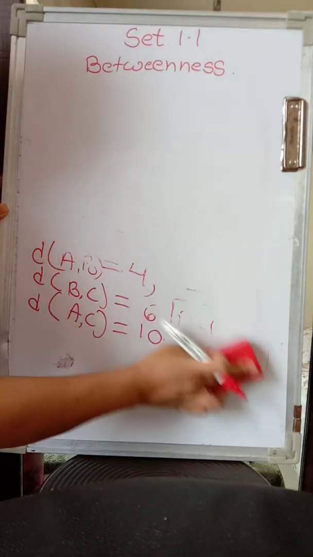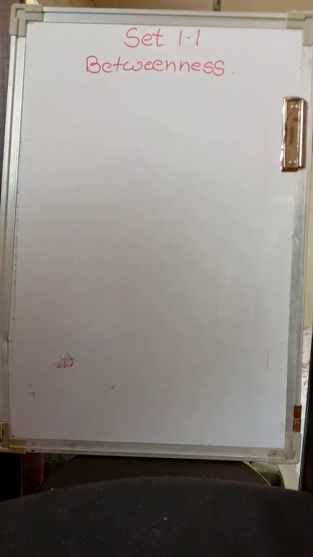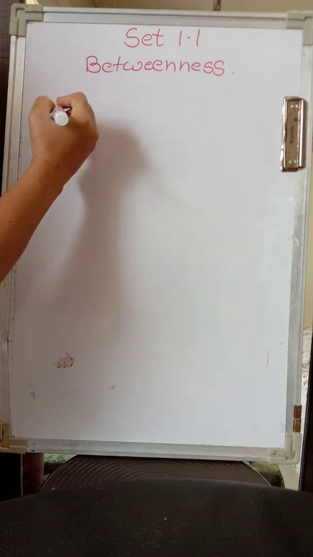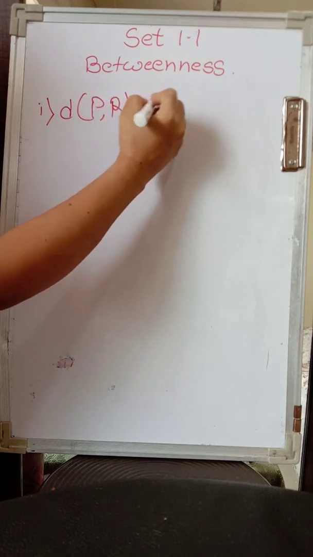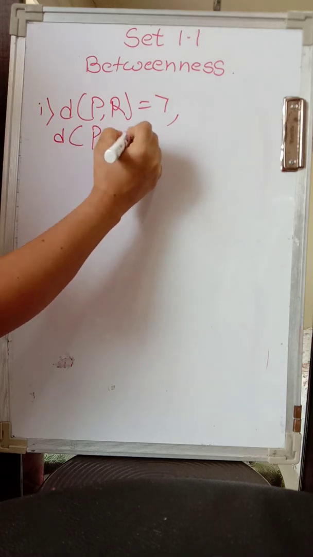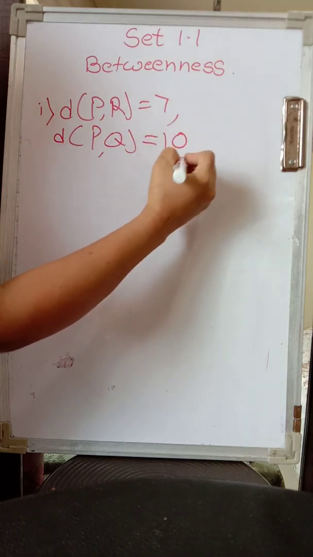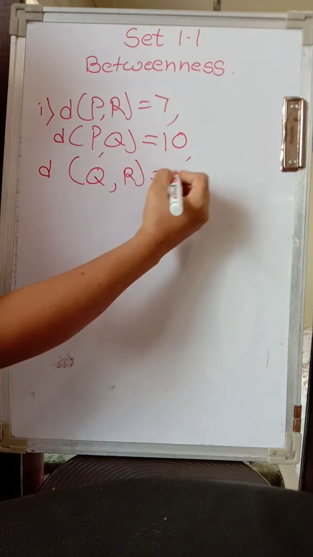Now see, question 3 states, I'll just read it for you. From the information given below, find which point is between the other 2. If the points are not collinear, state so. And the first example they have given is distance PR is equal to 7. Then they have given distance PQ is equal to 10. And they have given distance QR is equal to 3.